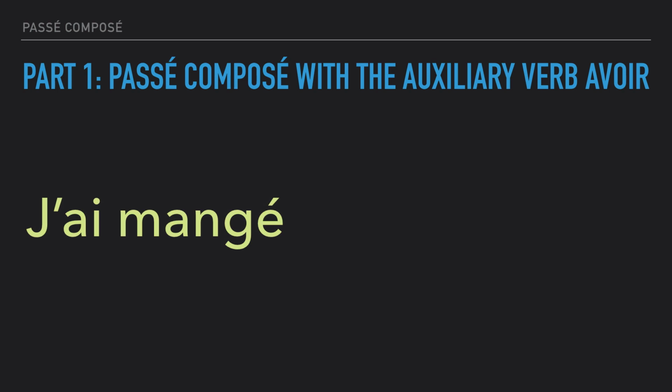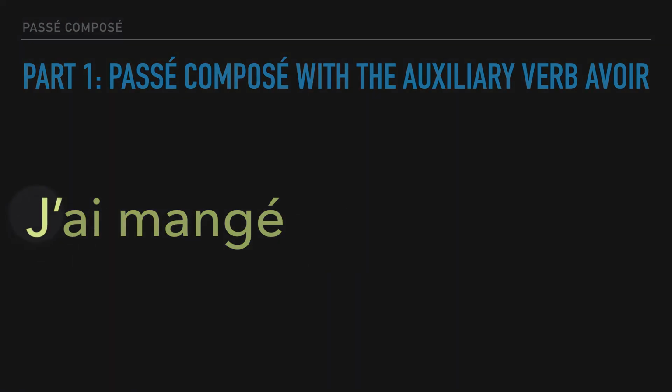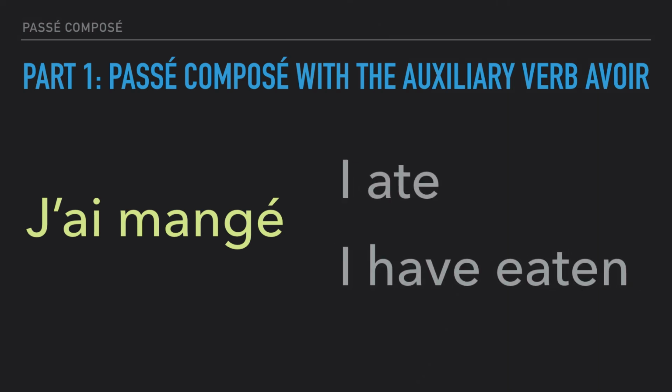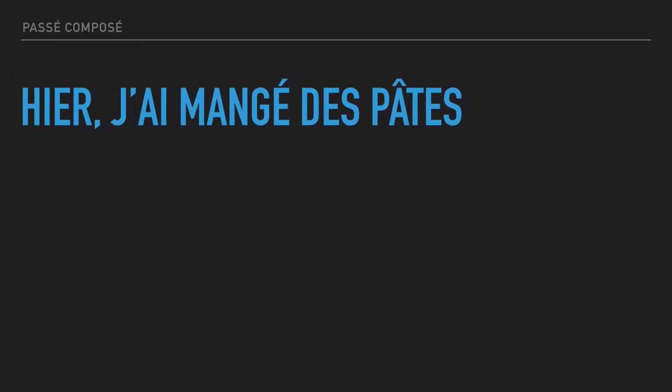J'ai mangé. So here we have the correct structure. Our subject, for example here, our verb, the auxiliary verb, and the past participle. The translation is I ate or I have eaten. Manger is to eat. J'ai mangé, so maybe the translation of these two English tenses. Let's see some examples to understand better.